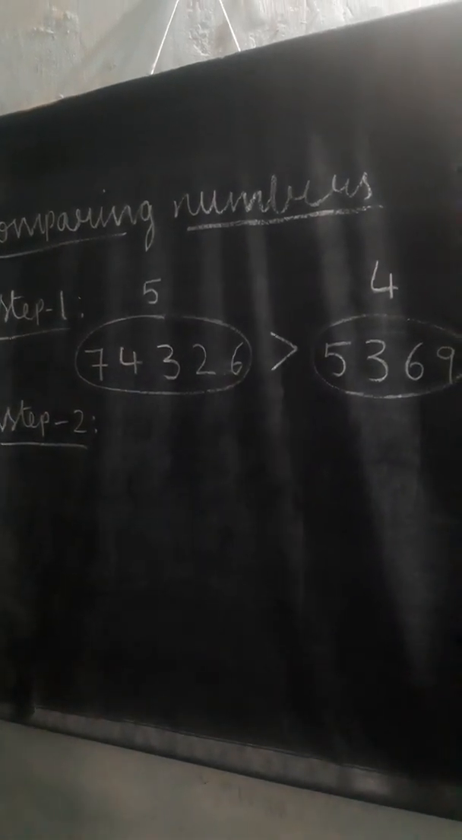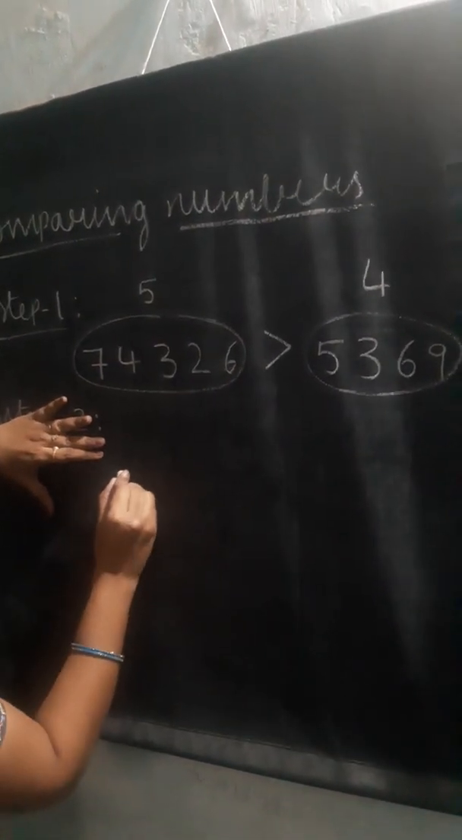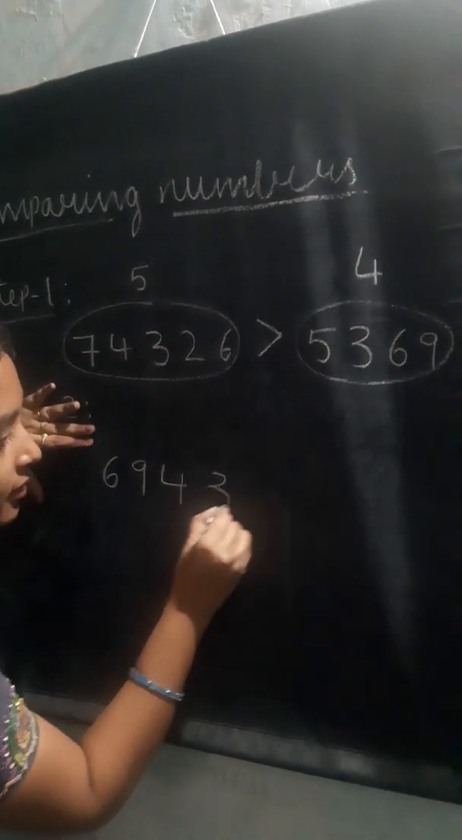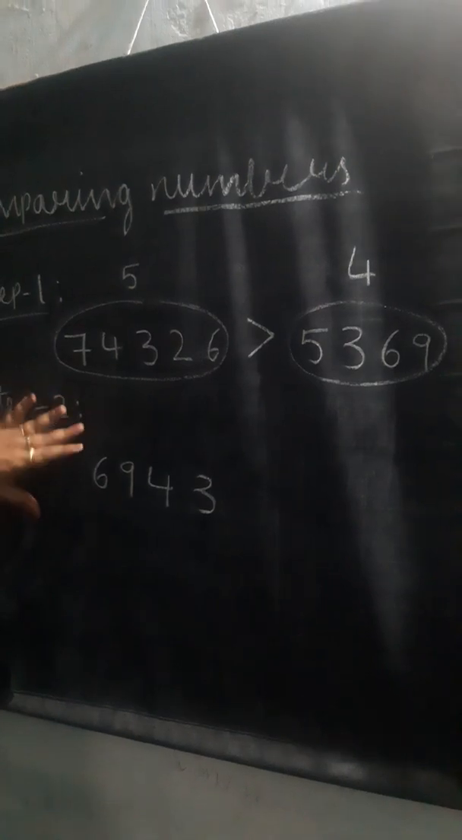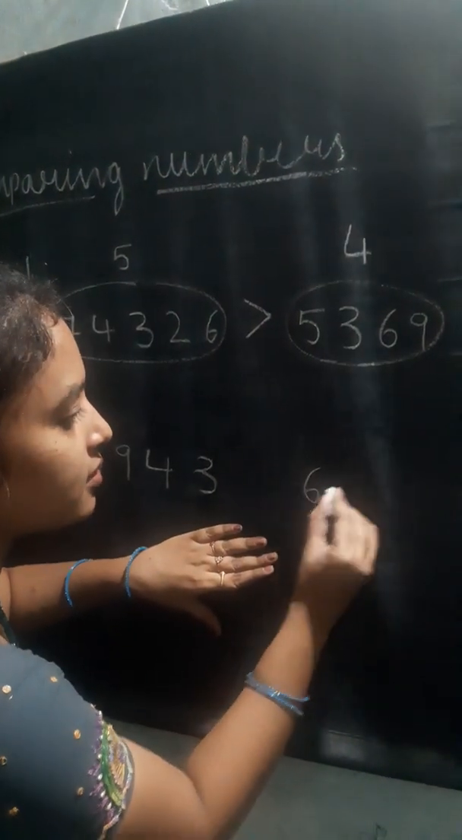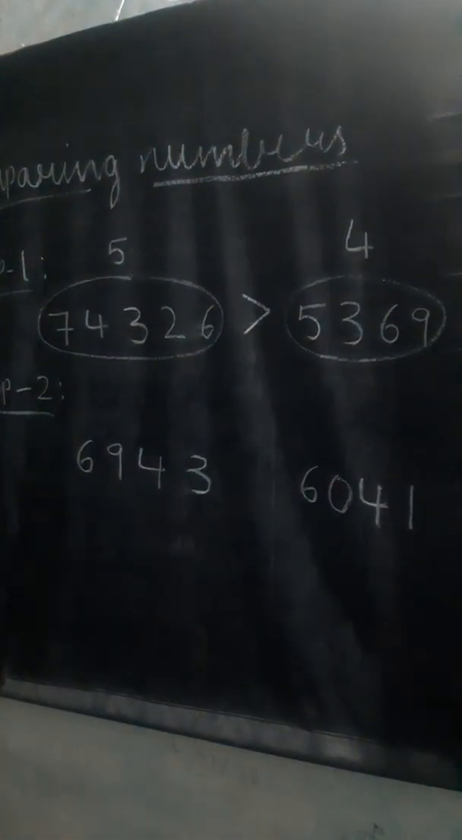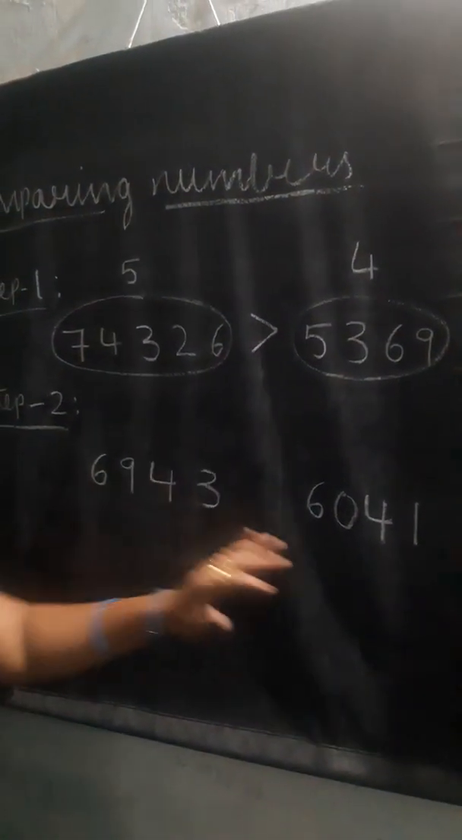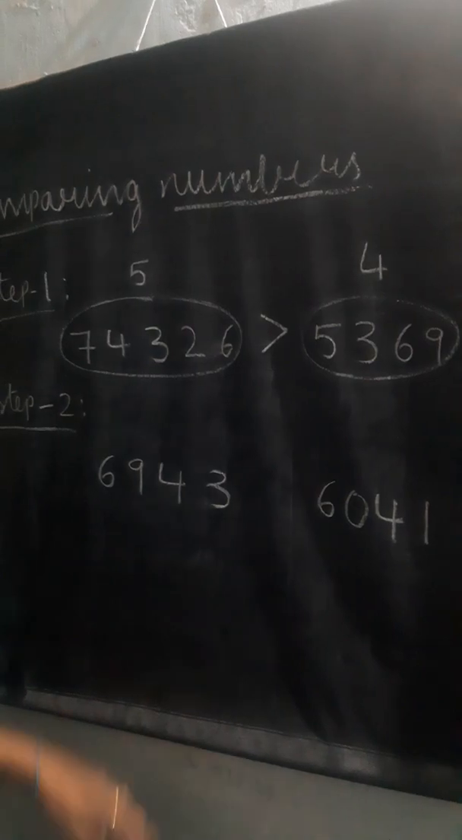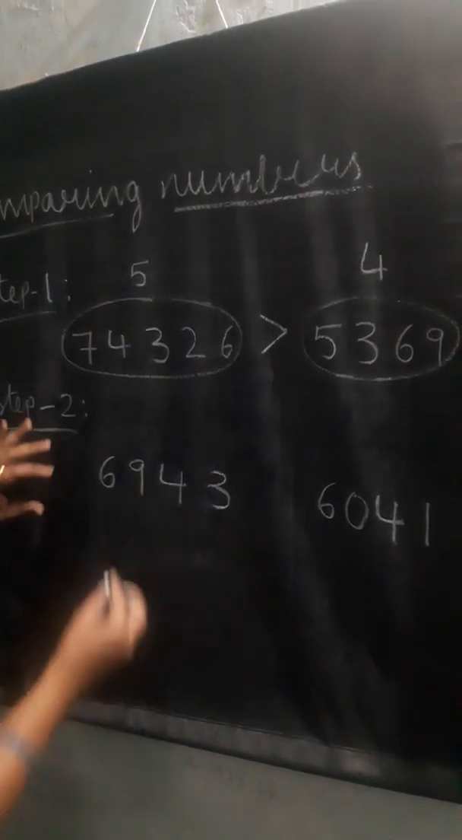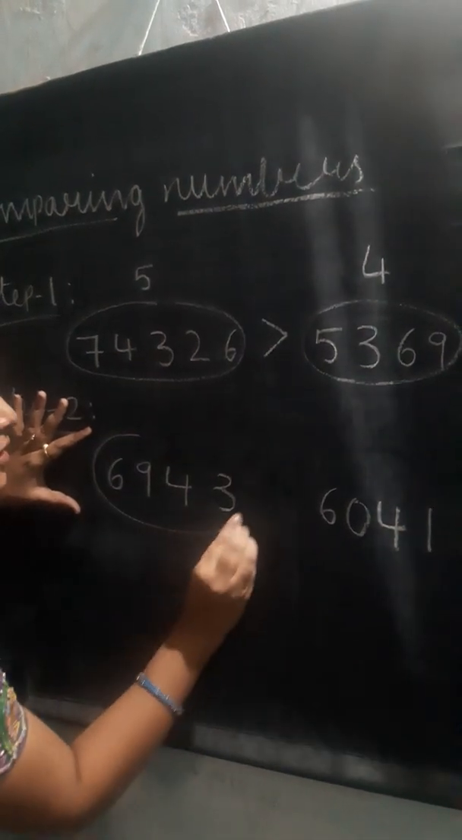Step 2. See, 6,943 is the first number and 6,041. These are the two numbers I am taking here, and compare the number of digits in both the numbers. See here how many digits are there in this number.